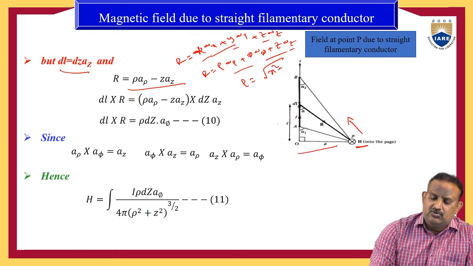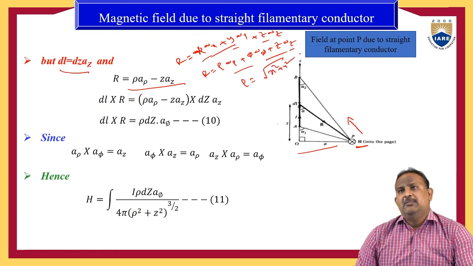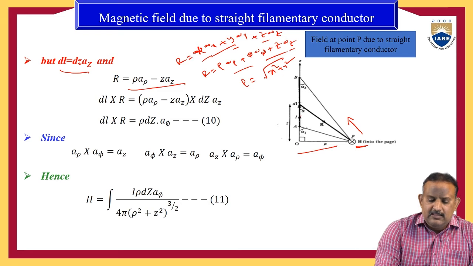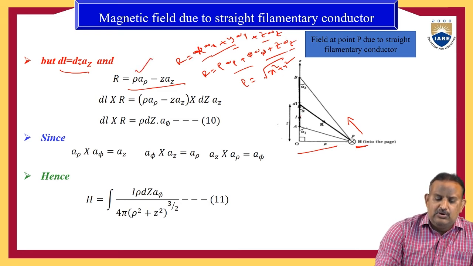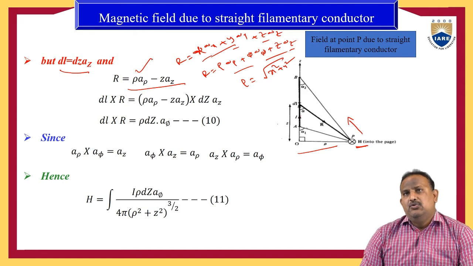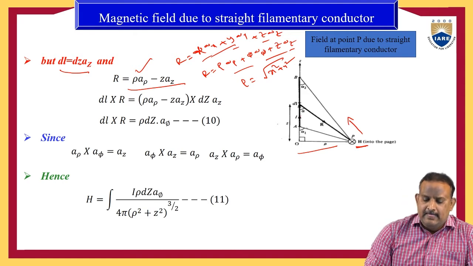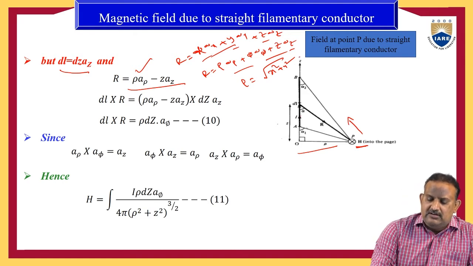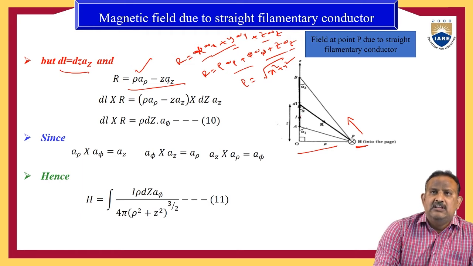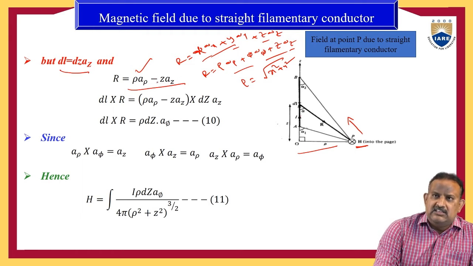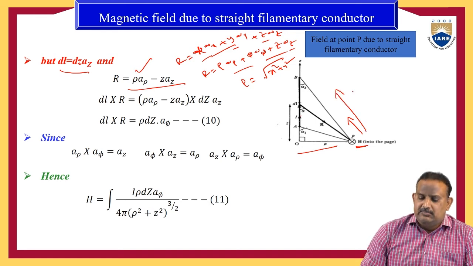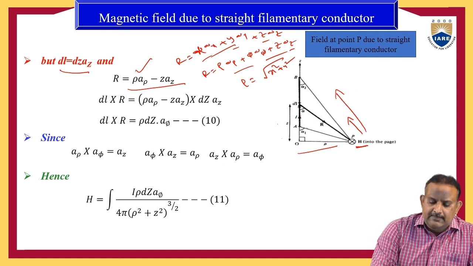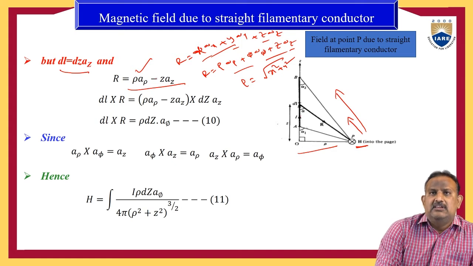root of x square plus y square. Therefore, in place of x and y, I am writing rho into a_rho, where a_rho is a unit vector along the rho direction, and in place of z, as it is, I am writing z into a_z. Here the minus sign is there because the magnetic field will flow towards the inside. Because the magnetic field is towards inside, I am assuming the negative sign here.